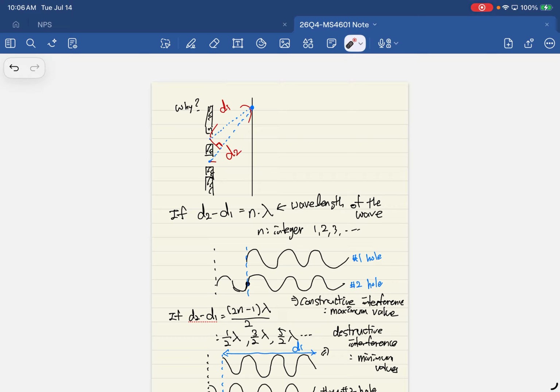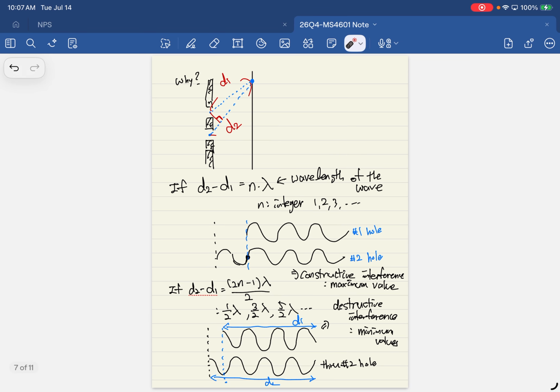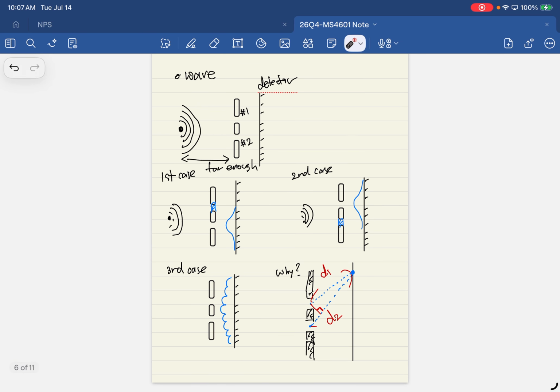there will be some differences of D2 minus D1, and then depending on this constructive and destructive interference, we are going to have the amplitude change, right? That is why we are going to have here the varying values from here to here. And then we have a local maximum, local minimum, local maximum, local minimum, local maximum, and local minimum, right? So that is essentially how we can understand this interference pattern, okay?